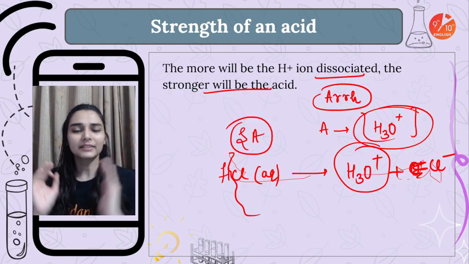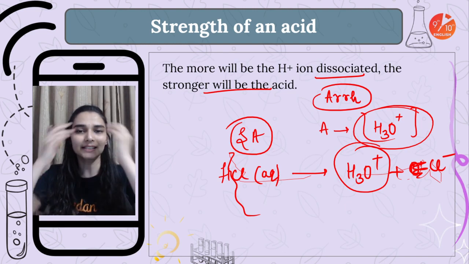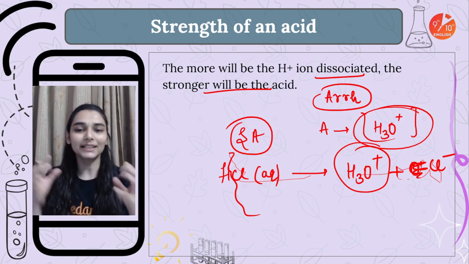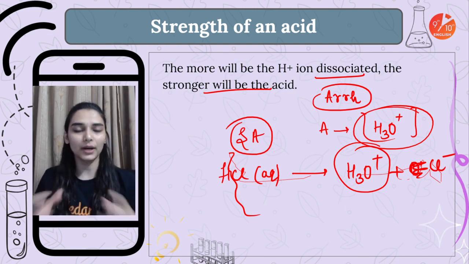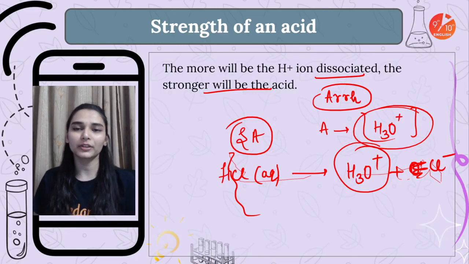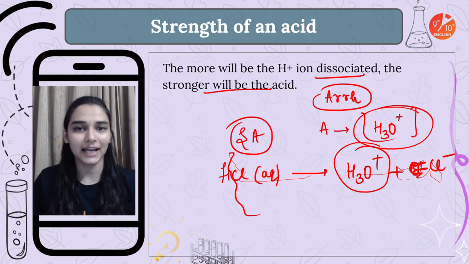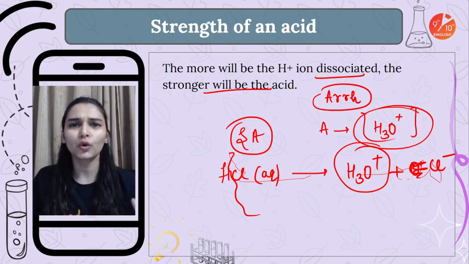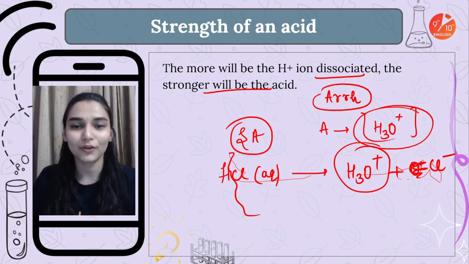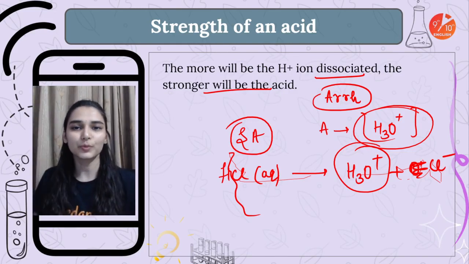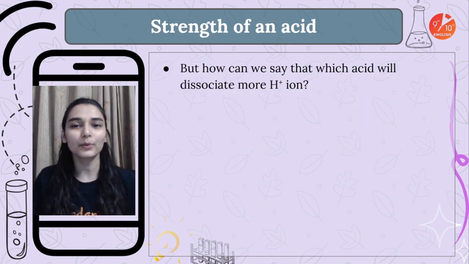Okay, we have done this already. In auto ionization also, ma'am told you how this dissociation happens. So if you are confused, you can go back to the previous chapter and revise that. When we were discussing coordinate bonding, I told you this concept. So the more H plus ions dissociated, the stronger the acid.